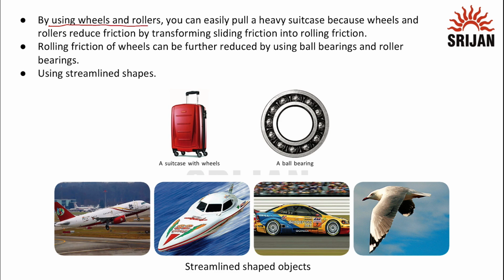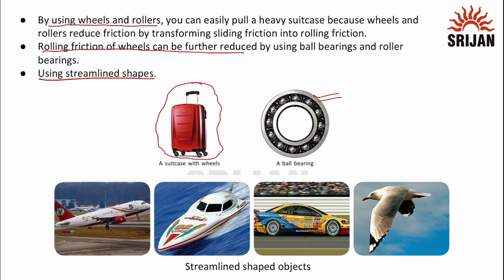By using wheels and rollers: you must have seen that earlier we used sliding suitcases, but now we have started using suitcases with wheels. Why? Because once we attach wheels, there is rolling friction acting, and rolling friction is less compared to sliding friction. Rolling friction of wheels can be further reduced by using ball bearings. In machines and in fans, we use ball bearings, and this is one of the major reasons that we have started using ball bearings in machinery also, to reduce friction.